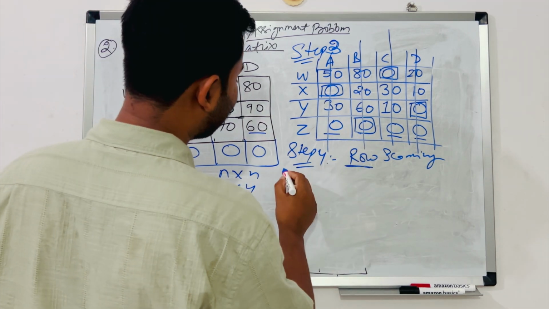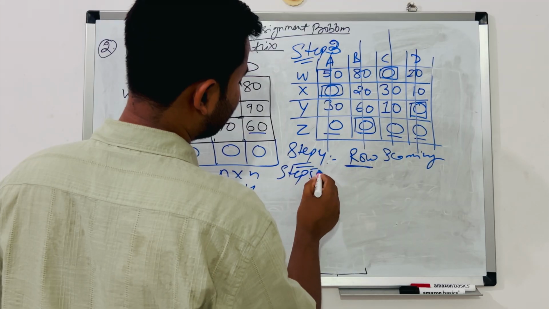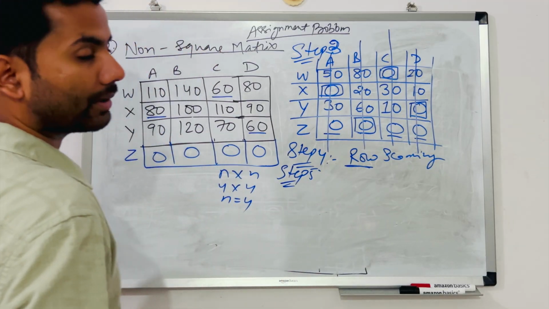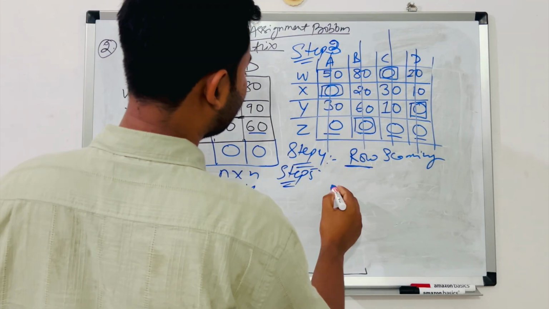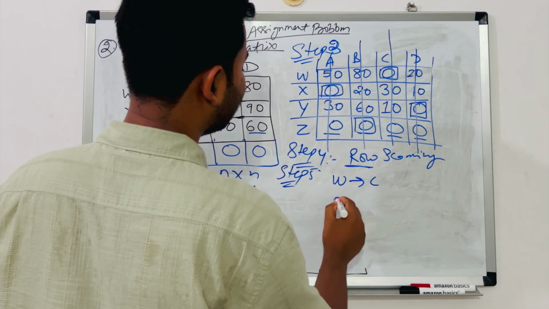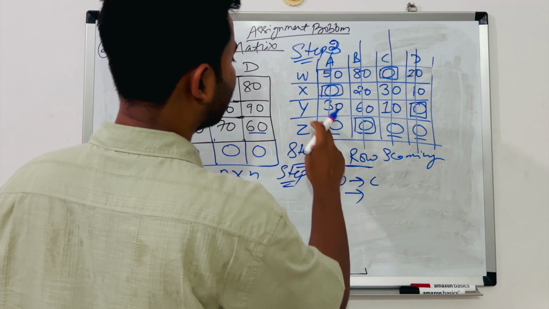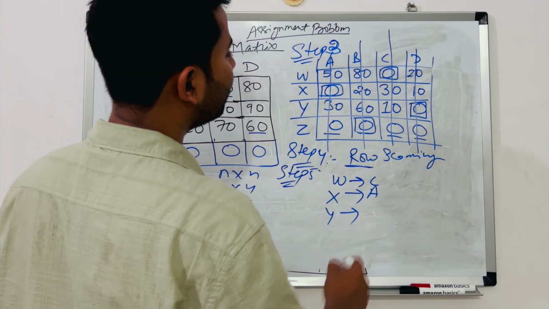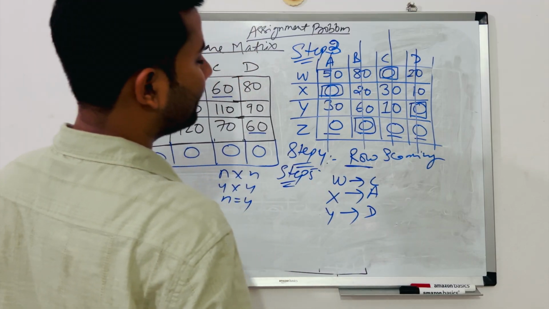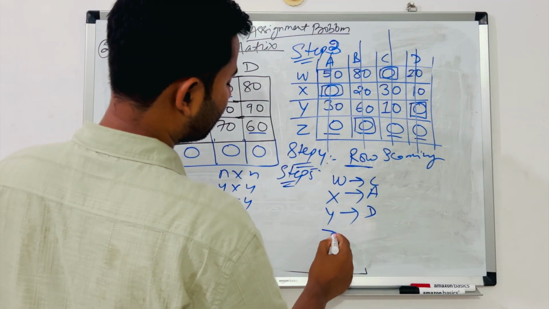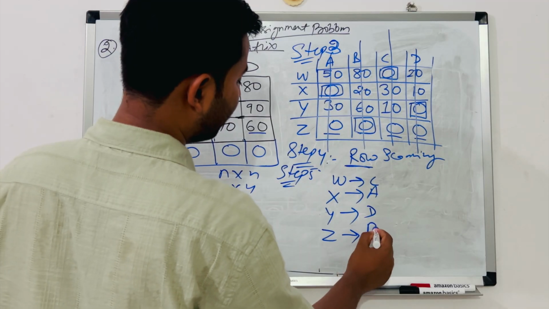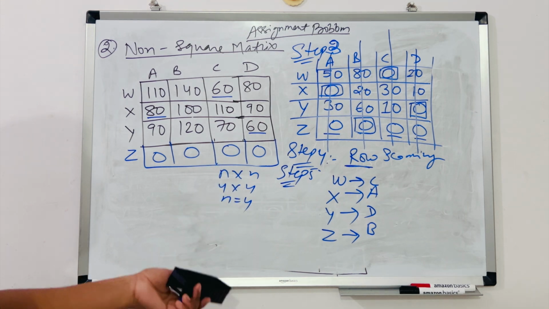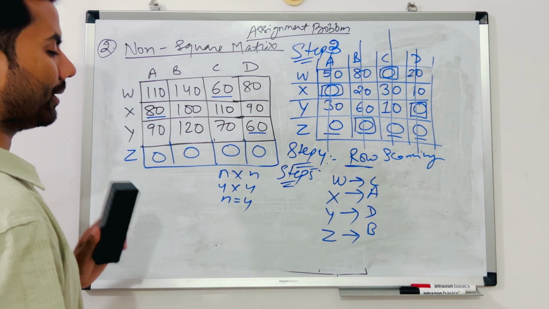Now come to step number 5, the final step. We have to analyze and keep the place value. For W, the box is in C. For X, the box is in A. For Y, the box is in D. And for Z, the box is in B. You can see that all the values are unique, so that means our solution is correct.